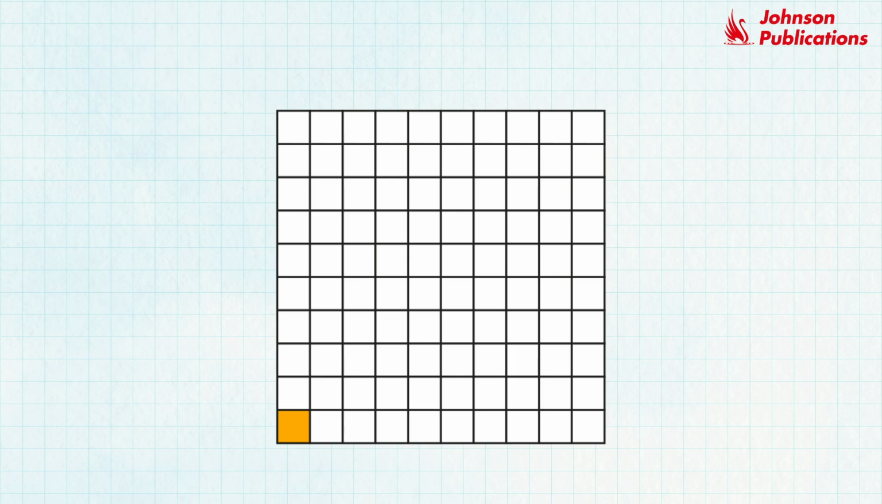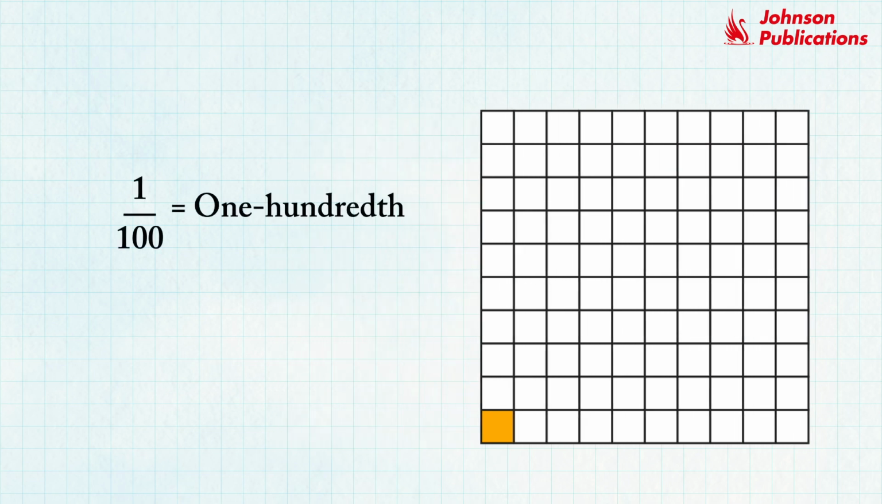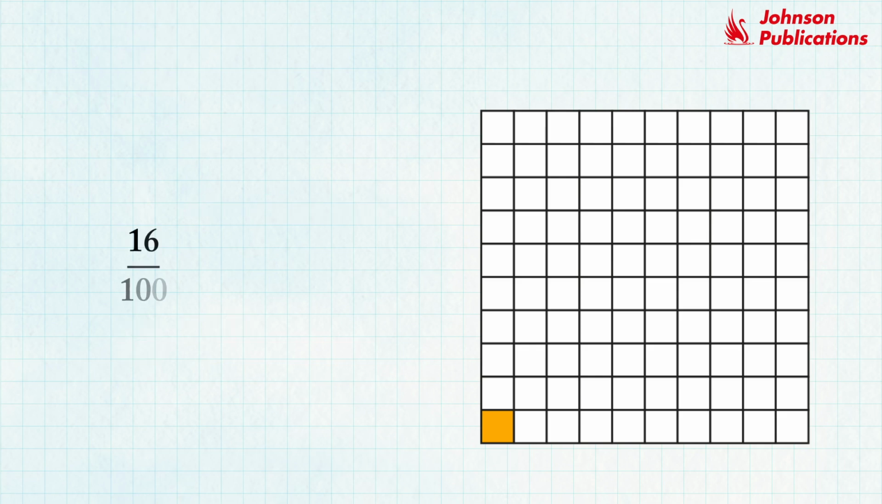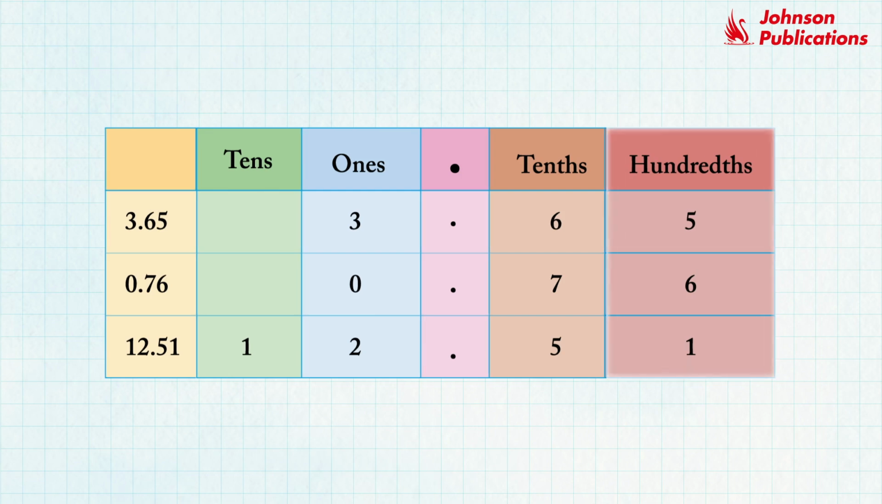Hundredths. Look at this 10 by 10 grid here. The shaded part represents the 1/100ths of the whole grid. 1/100ths is written as 1 by 100 in decimal form. It is written as 0.01. In the same way, if we shade 16 boxes out of 100 boxes, then the shaded part will represent the decimal number 0.16. Remember that in the place value chart, the hundredths column is shown to the right of the tenths column.